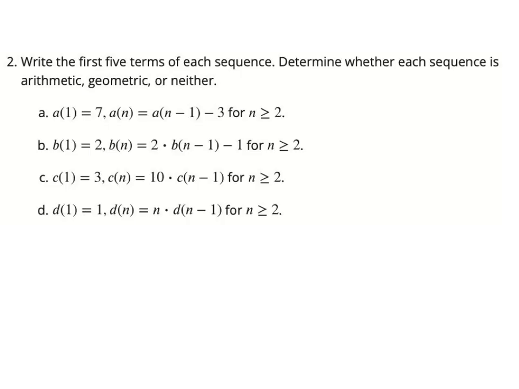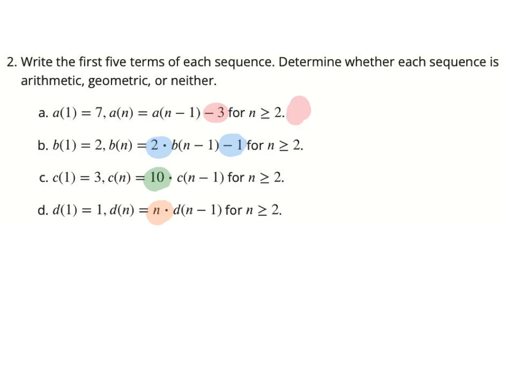Okay, write the first 5 terms of each sequence and determine whether each sequence is arithmetic, geometric, or neither. The first thing we want to do is look at the change again. So -3, 2n minus 1, times 10, and then times n. Okay, so it's different.